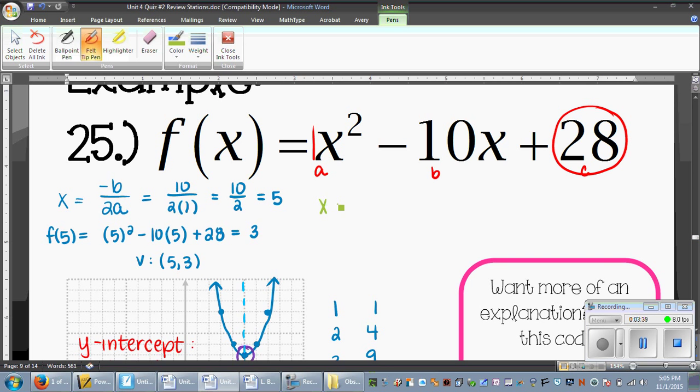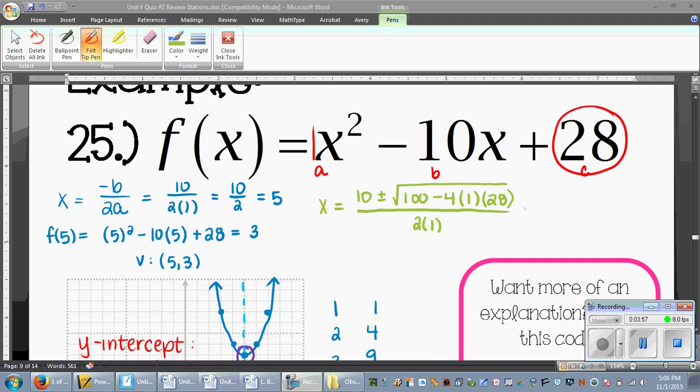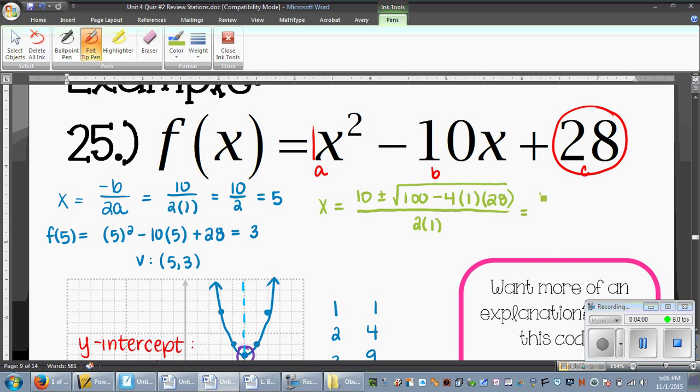So I can come back here and say the opposite of b is 10, plus or minus the square root. I can do negative 10 in parentheses squared, or I can do that in my head. 100 minus 4 times 1 times 28, all over 2 times 1. When I evaluate underneath the square root, I get negative 12. Negative 12 is not a perfect square, but I can divide it by a perfect square, so I'm going to split it into negative 4 and 3.